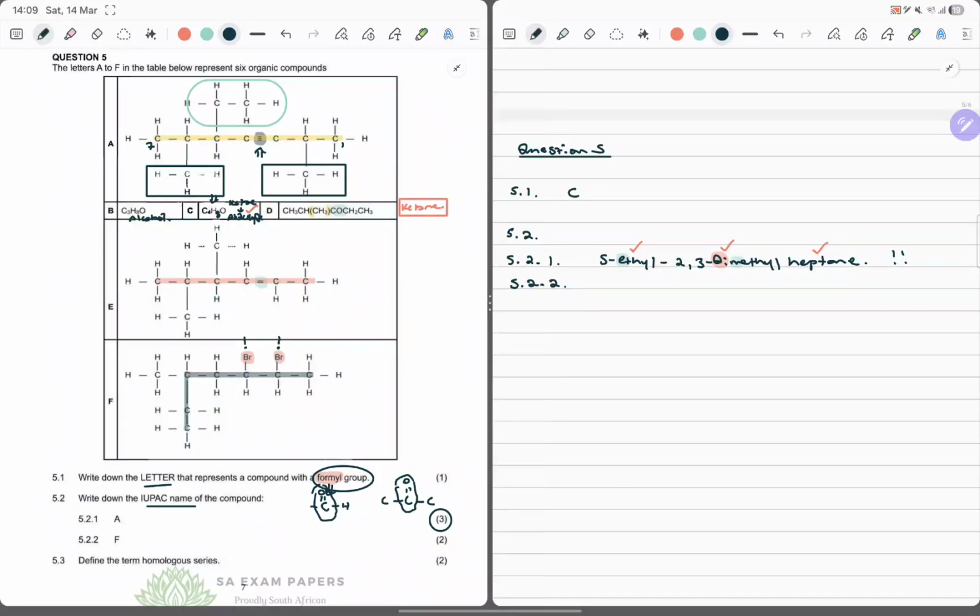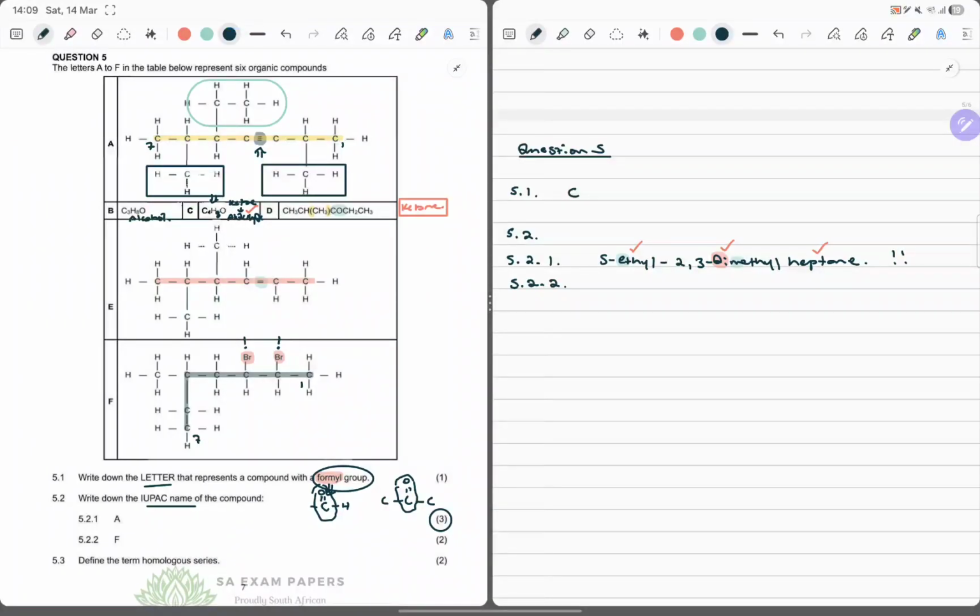If we come from this end, 1, 2, 3, the first branch is on the third carbon. But if we come from this end, we get this branch on the second, and on the third, we have another branch. So it says, if we have this situation, we must come from the side where we will meet the most branches. So this is carbon 1, this is carbon 7, okay?